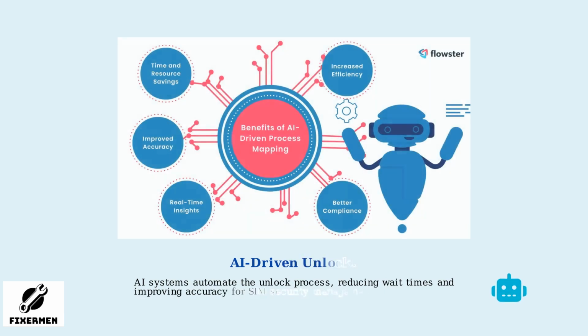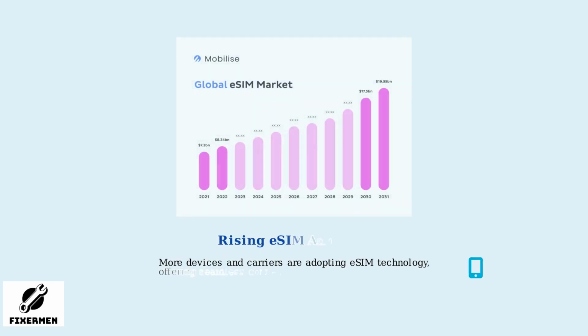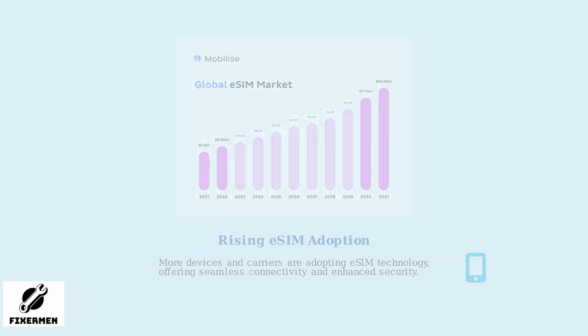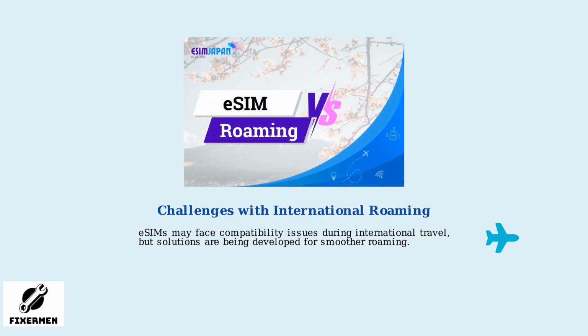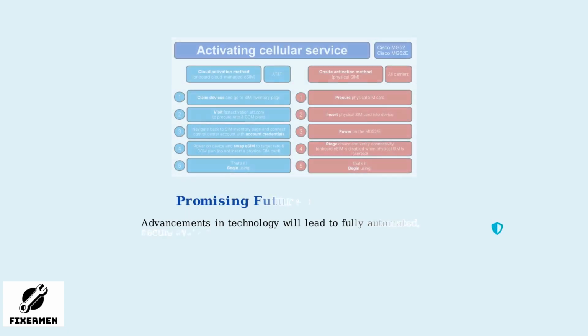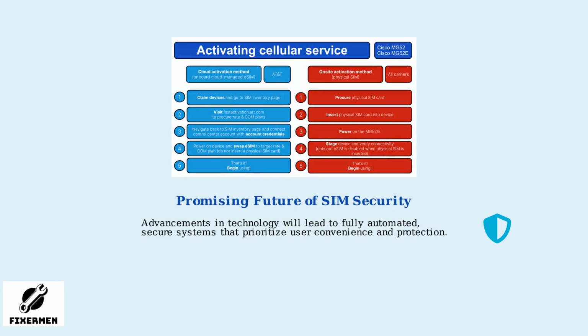AI-driven unlocks are becoming industry standard, allowing faster and more secure resolution of SIM issues. eSIM adoption is increasing rapidly, with global market growth projected to reach billions in the coming years. While challenges remain, such as interoperability with international roaming, the future looks promising for more secure and user-friendly SIM management.